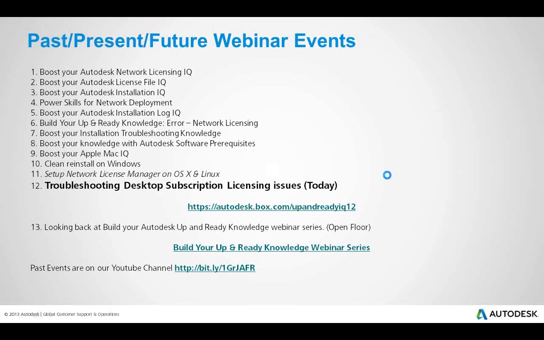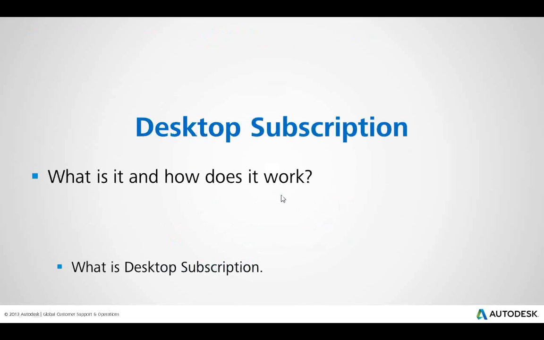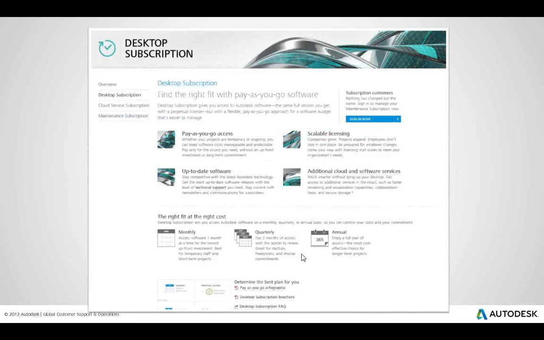Okay, so now let's get on the subject matter, and this desktop subscription. What is it and how does it work? Desktop subscription is our newest licensing model for Autodesk software. It's pay-as-you-go software. You pay on a monthly, quarterly, or annual basis. It provides scalability. Depending on your projects, you may add licenses, add seats, or scale down to address those projects as well. It gives you up-to-date software.